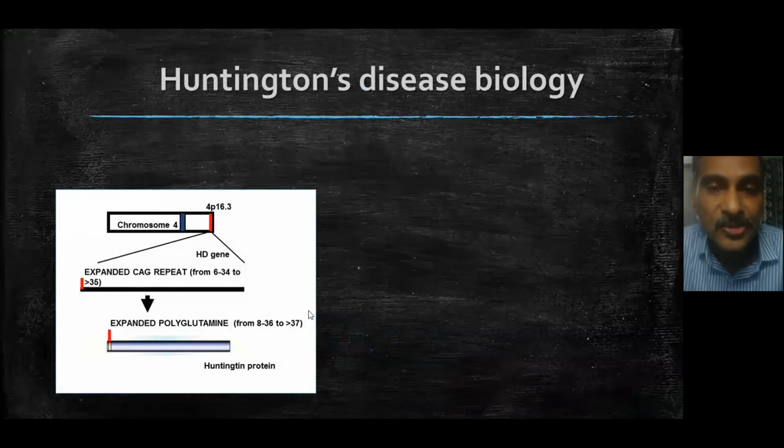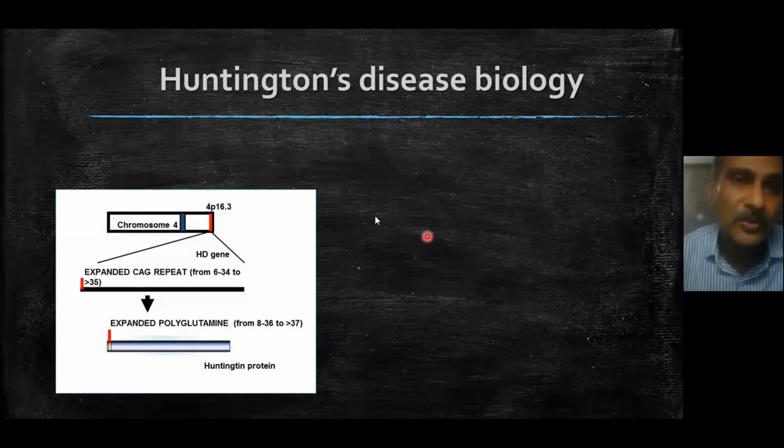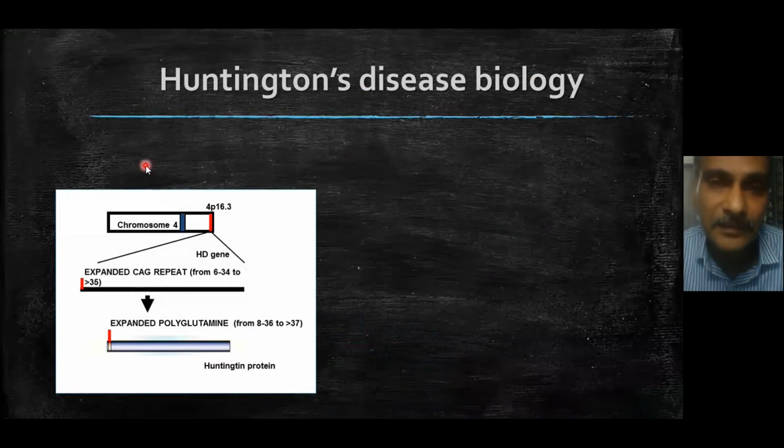My current research area of interest is Huntington's disease, which is a neurodegenerative disorder. You must have heard of Alzheimer's disease, Parkinson's disease. This is a similar disease of the brain, but not as common as Alzheimer's or Parkinson's. It's a genetic disorder which is caused because of a mutation in a gene called Huntingtin.